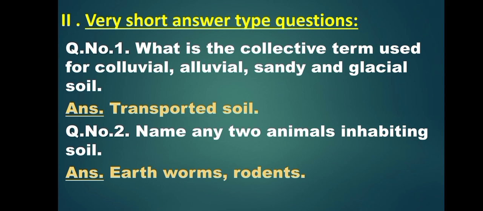Next question is: name any 2 animals inhabiting soil. So there are so many animals which live in the soil. Here I have mentioned earthworms and rodents. If you want, you can write the names of other animals, like different types of insects, reptiles, amphibians, mollusks, etc.